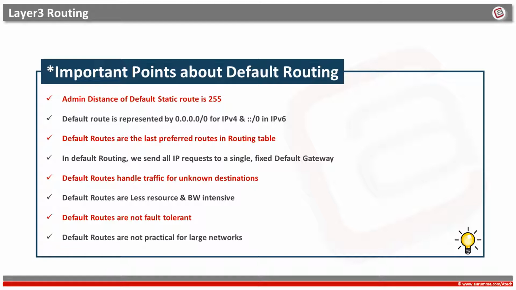This is the case which happens when we are using the internet at our home using the default routing. For example, when we open google.com, our local computer or the router does not know the IP address. So it simply forwards everything to the default gateway, which forwards it further to find google.com on the internet. Default routes handle traffic for unknown destinations, and default routes are less resource and bandwidth intensive, as we discussed above. Default routes are not fault tolerant. Default routes are not practical for large networks. So these are some of the important points worth mentioning and remembering for interviews and for personal learning about the default routes.